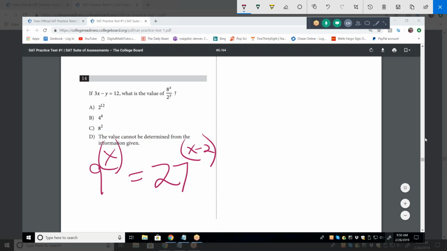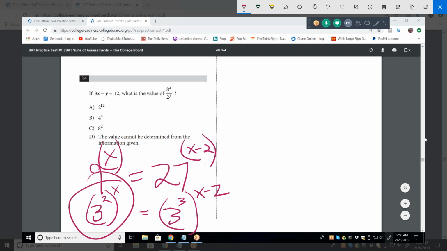Okay. In other words, I can write 9 as 3 squared to the x power, and I can write 27 as 3 cubed to the x minus 2 power. Now simplify that. What's that equal? 3 to the 2x power. What's this one equal? 3 to the 3x minus 6th power.